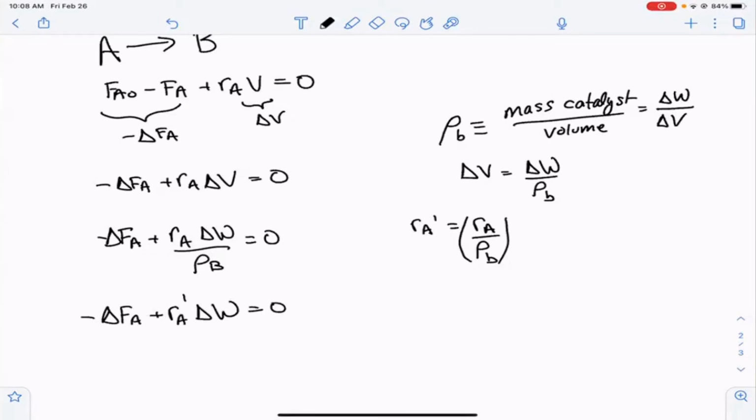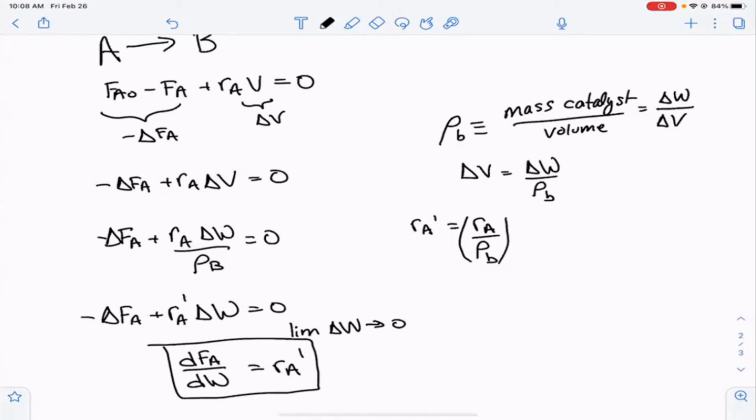And just like we did for the PFR case, when we took the limit as the volume went to 0, now we're going to take the limit as delta W goes to 0. And our design equation for a packed bed reactor is then just dFA/dW equals RA prime. Okay. And now we have a relationship between the weight of the catalyst and our new reaction rate. And you would imagine that there's some new reaction rate constant associated with it, and somehow you can change between the two.